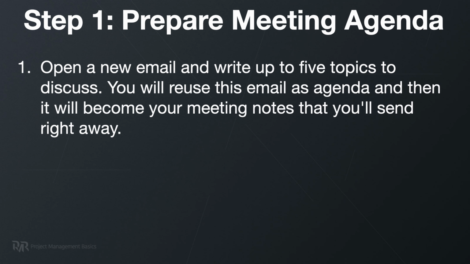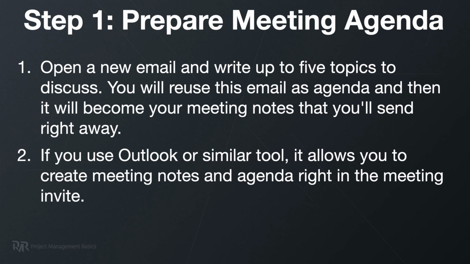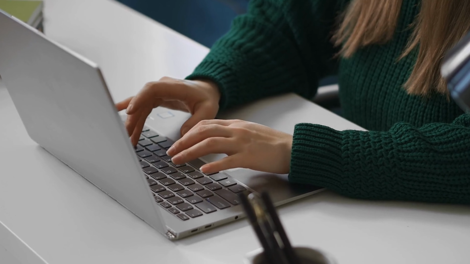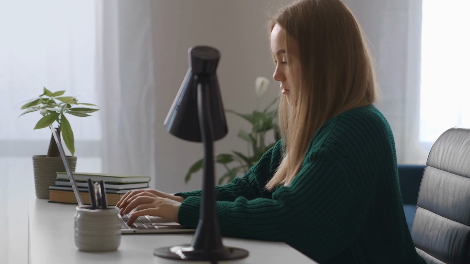The good thing is that you'll reuse this email to run a meeting and then it will become your meeting notes that you will send right at the end of the meeting. If you use something like Outlook or a similar tool, it allows you to create meeting notes and a meeting agenda right in the meeting invite, because it's all integrated and it's one of the best approaches. But if you use Gmail or something less robust for corporate communication, then you can still apply the same principles and use this agenda in the email approach.